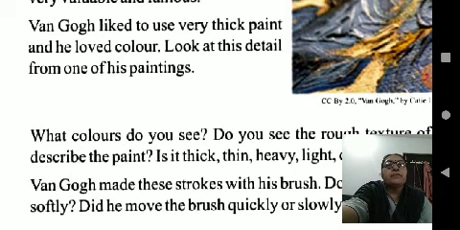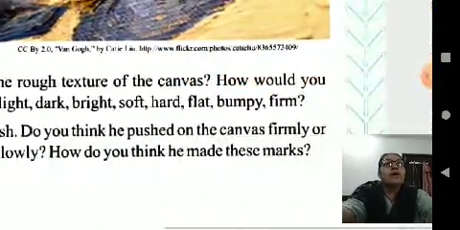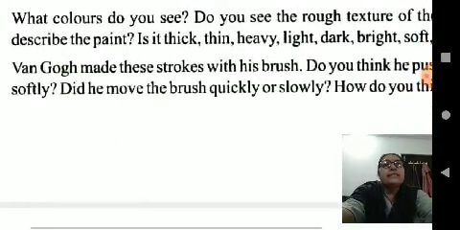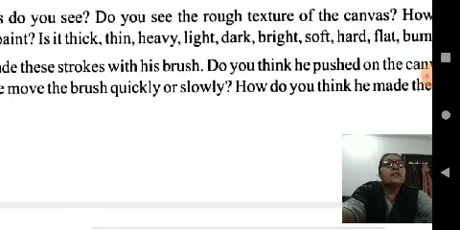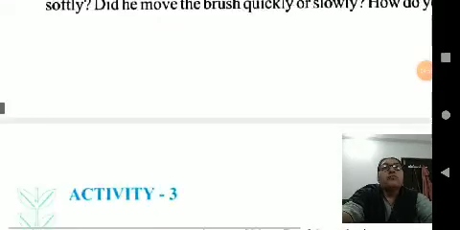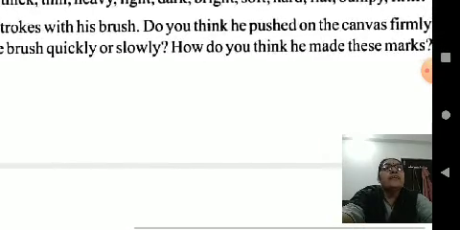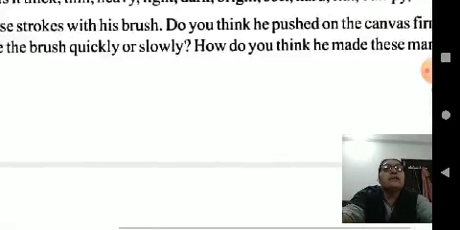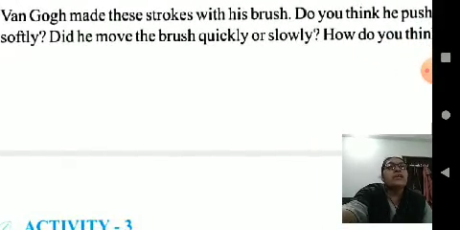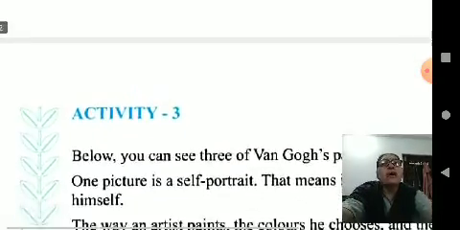Do you see the rough texture of the canvas? How would you describe the paint? Is it thick, thin, heavy, light, dark, bright, soft, hard or flat? Van Gogh made these strokes with his brush. Do you think he pushed on the canvas firmly or softly? Did he move the brush quickly or slowly? How do you think he made these marks?